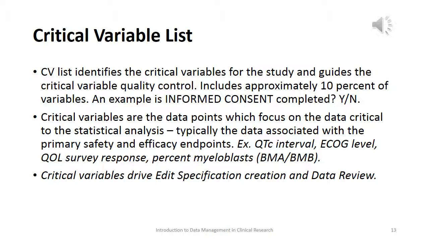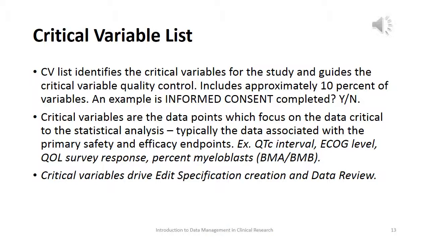So let's talk about the critical variable list. The critical variable list identifies critical variables for the study and then guides the critical variable quality control. Normally, this would be about 10% of all of the variables that we'll collect during the course of the trial. An example of this might be, was informed consent completed? Yes or no? So this would be absolutely the data that we want to concentrate on the most as we go along.